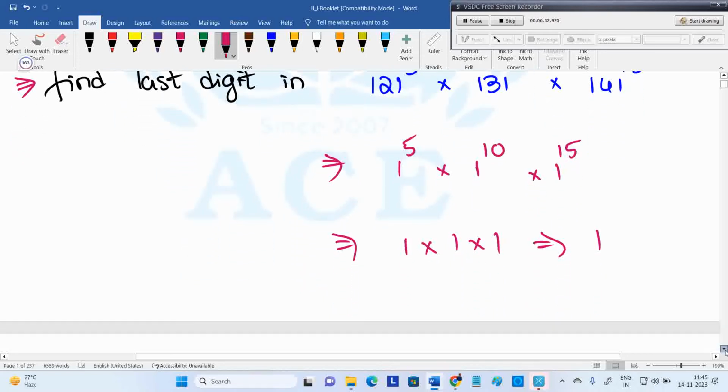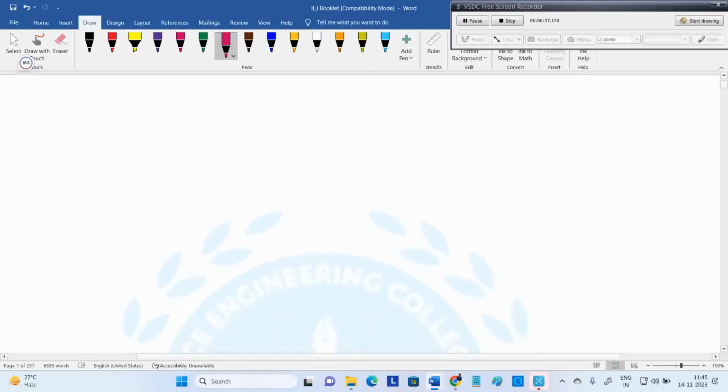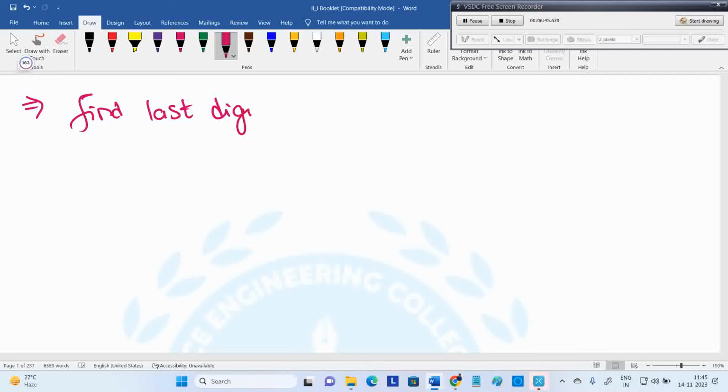Now, go for the next level. Slowly we are understanding the basics, then we'll apply it for the next level. Now see the question, my dear friend. Find the last digit in 135 power 121. Now this is a big term. 135 power 121, you need to find the last digit, right?